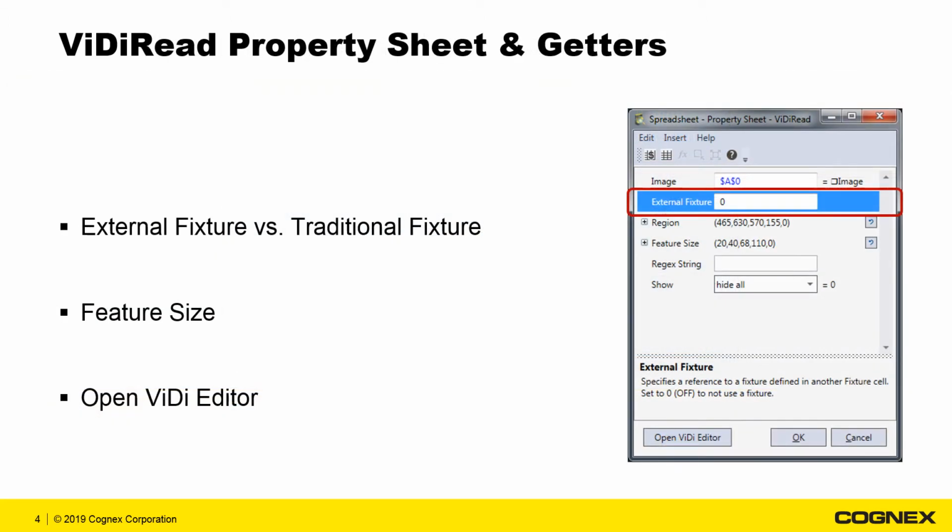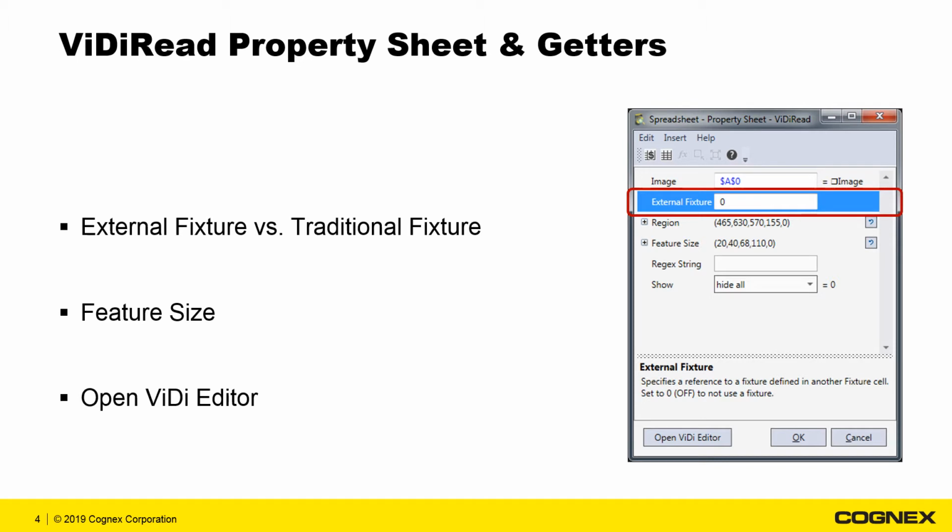Let's start by taking a closer look at the ViDi Read tool's property sheet and some of the more important getter functions. Just like all other vision tools, the first parameter in the property sheet is a reference to the image that will be used. The next parameter, external fixture, behaves a little differently than what we've seen previously for how fixtures are consumed by other tools in the toolbox.